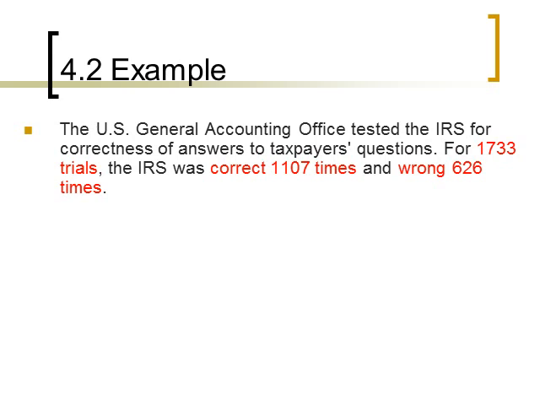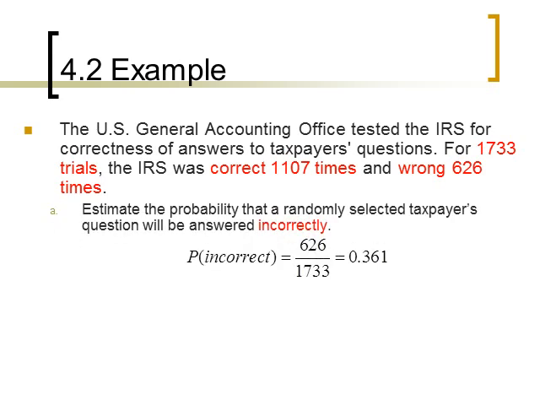Here's another example where we can set up a classical probability. The U.S. General Accounting Office tested the IRS for the correctness of answers to taxpayers' questions. For 1,733 trials, the IRS was correct 1,107 times and wrong 626 times. Estimate the probability that a randomly selected taxpayer's question will be answered incorrectly. So I highlighted the word incorrectly because that's the word that I want to put after my P, or probability. So I'm searching for the probability of incorrect.